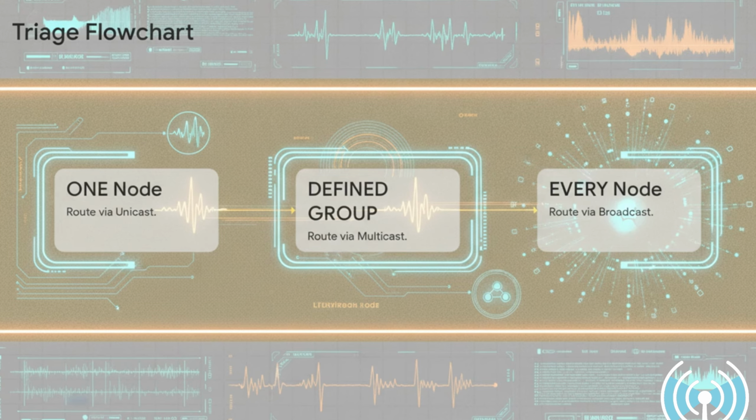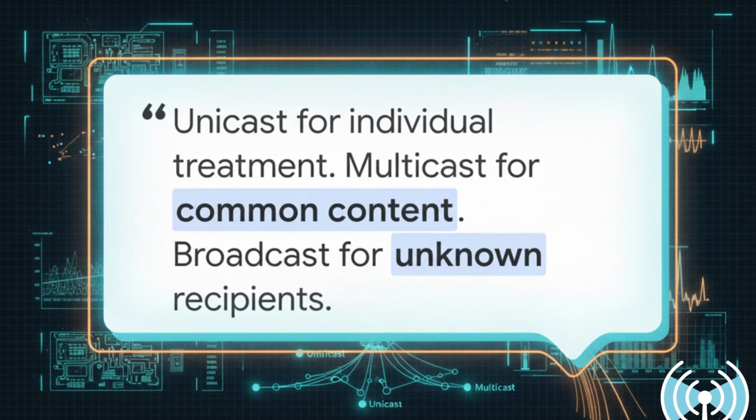Route it Broadcast. And that brings us to this incredibly memorable operational mantra: Unicast for individual treatment, Multicast for common content, Broadcast for unknown or truly universal recipients. This absolutely must act as your core rule of thumb in a mobile ad hoc network, or MANET. But remember, this isn't some set it and forget it kind of rule. You have to constantly reevaluate this whenever your mission priority or your network topology changes.